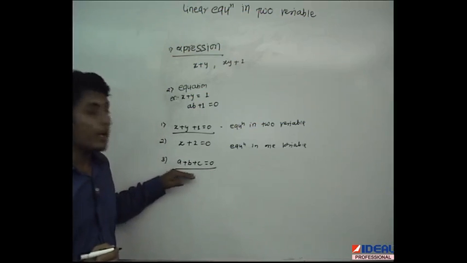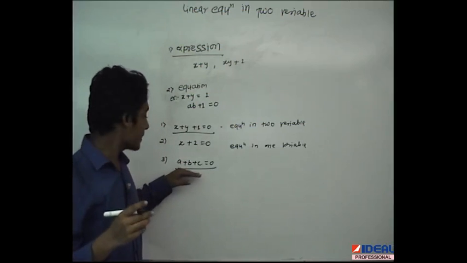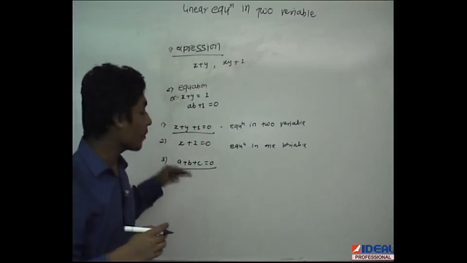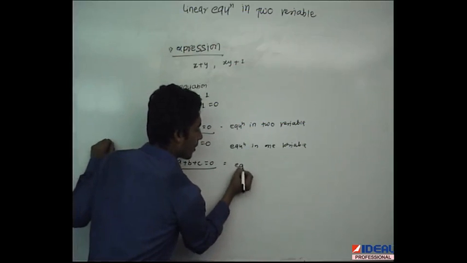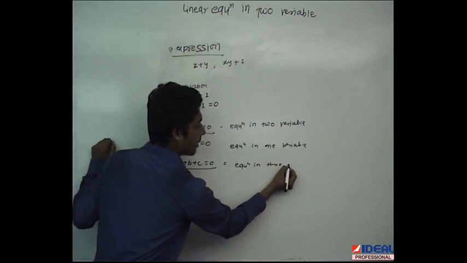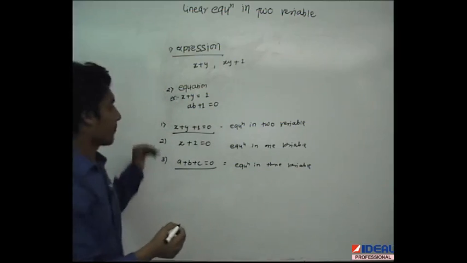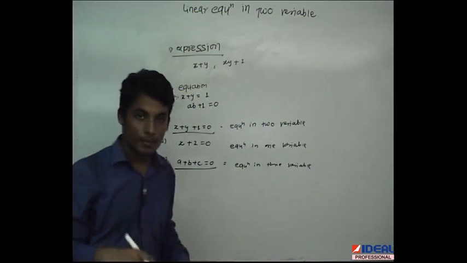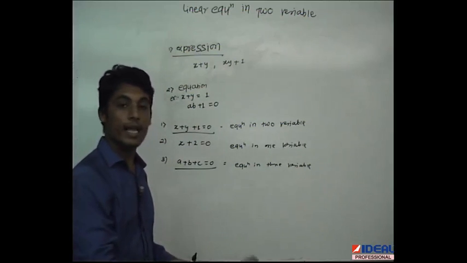In this third equation, three unknowns are there, a, b and c. So therefore we can call it an equation in three variables. Okay, so next is when we call it a linear equation and a non-linear equation.